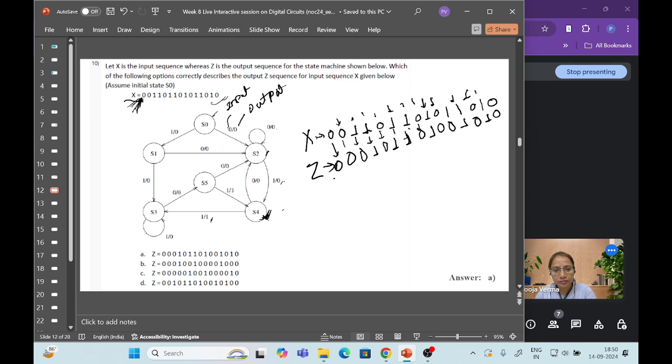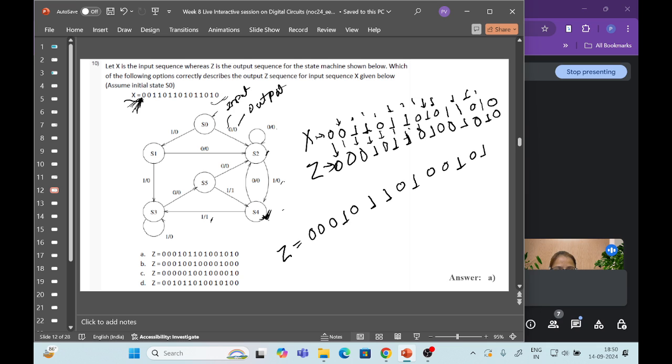Now the output sequence that we have got, that is z, is 0 0 0 1 0 1 1 0 1 0 0 1 0 1 0. Now we need to match it to the answers, and then we can find out which option is correct. So the sequence matches option A. So option A is the correct answer for this question.